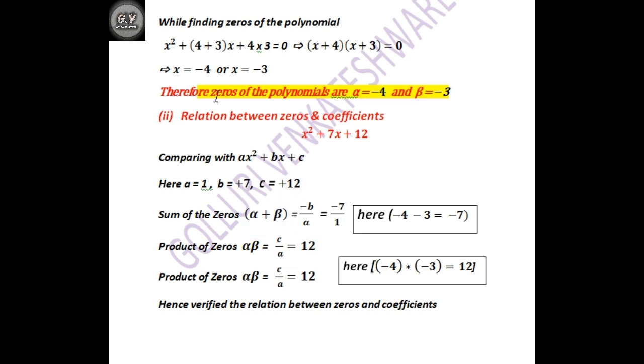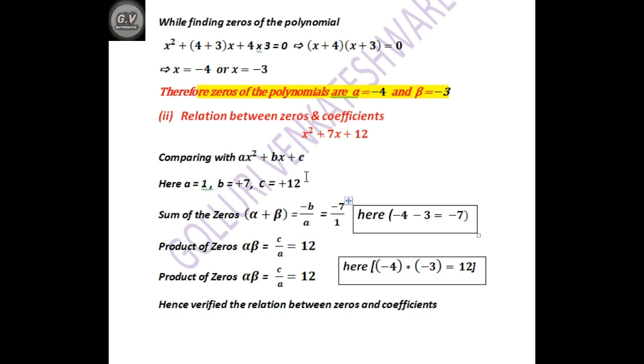Look here. The first zero is minus 4 and the second zero is minus 3. For the sum of the zeros, these two numbers have the same sign, so we add minus 4 minus 3, which becomes minus 7. According to the formula also, the sum of the zeros is minus 7. The product of zeros, alpha into beta, is c by a, where c is 12 divided by 1, which is 12. Multiplying minus 4 into minus 3, minus into minus is plus, and 4 times 3 is 12. Here also we obtain 12.